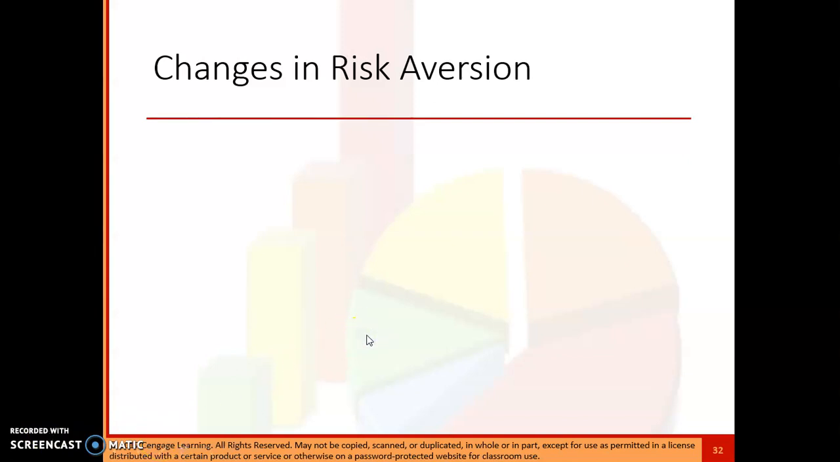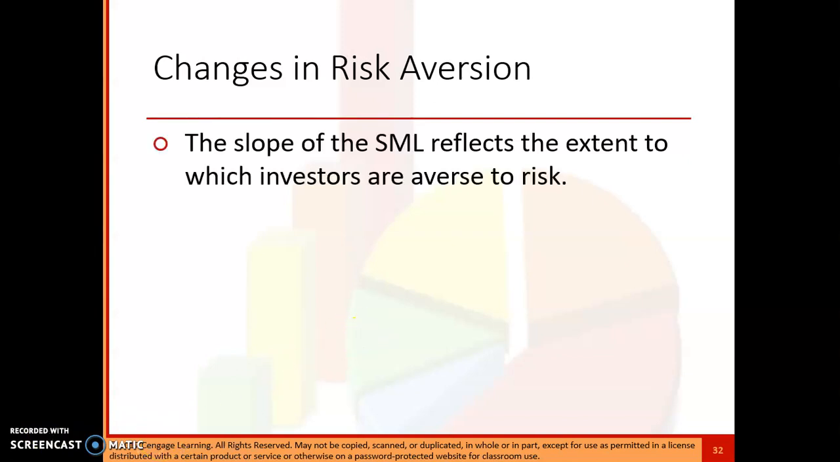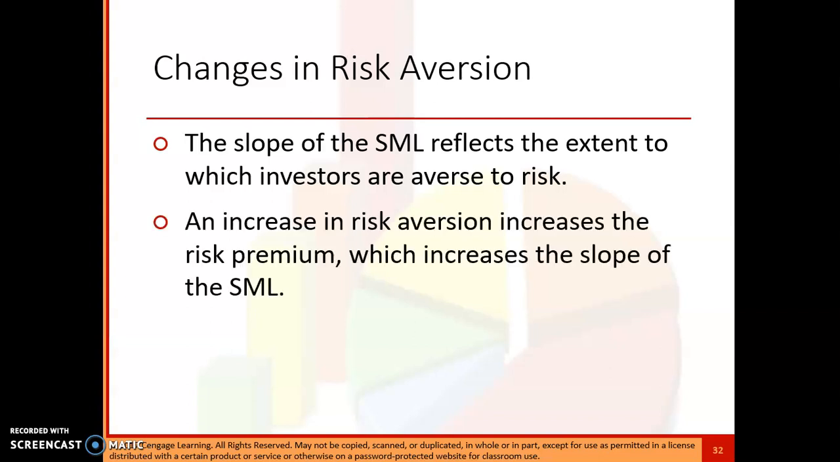Okay. Changes in risk aversion. The slope of the security market line reflects the extent to which investors are averse to risk. So if there's an increase in risk aversion, this increases the risk premium, which increases the slope of the security market line. If there was a decrease in risk aversion, this would decrease the slope of the security market line.